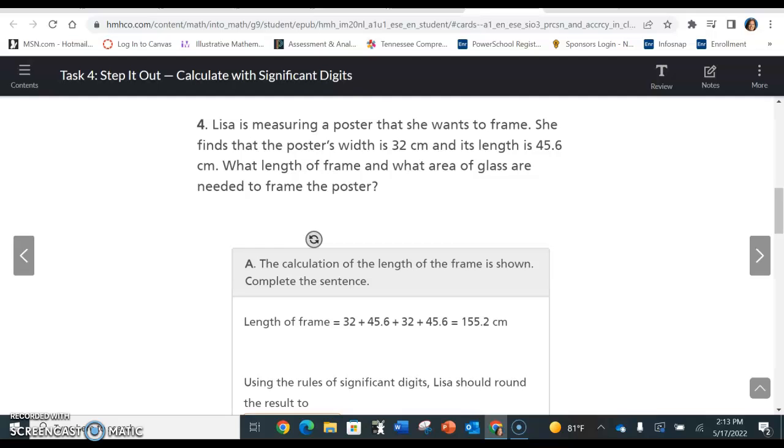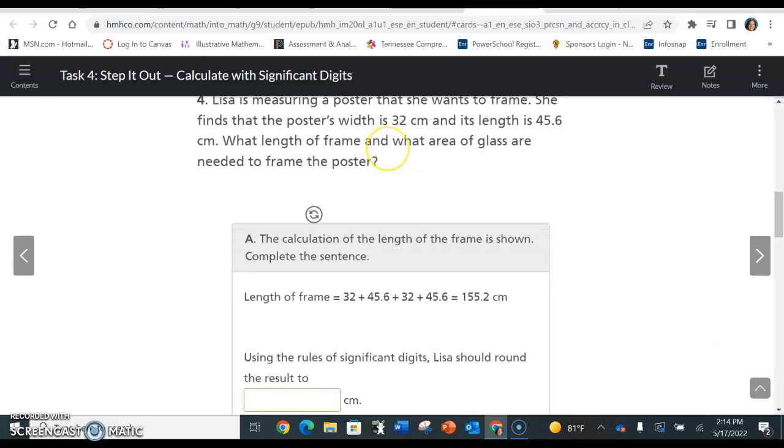All right, so Lisa is measuring a poster that she wants to frame. She finds that the poster's width is 32 centimeters and its length is 45.6 centimeters. What length of frame and what area of glass are needed to frame the poster? All right, so 32 centimeters, this one has 2 significant digits. 45.6 has 3 significant digits.